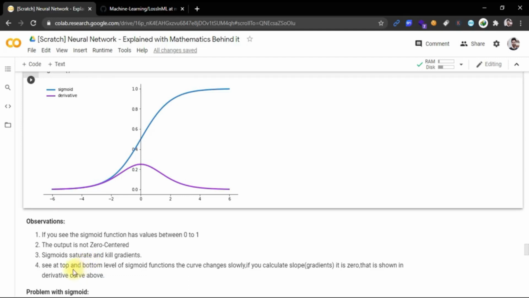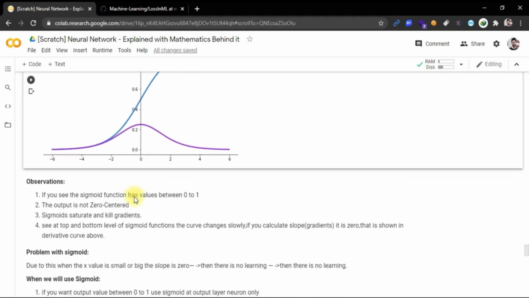And see, at the top and bottom levels of the sigmoid function, the curve changes slowly. If you calculate the slope, it is 0. It can start from here, it is 0, and it can end here, it is 0. So basically it is 0 at both ends. Due to this reason, when the x value is very small or very big, its slope is always 0. So that's why we can't use this function on bigger data sets.